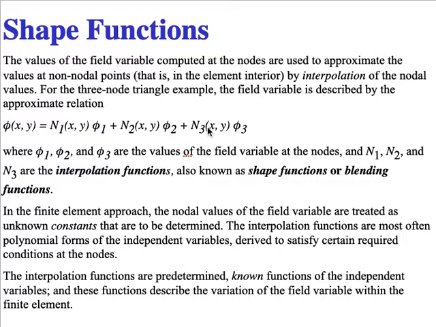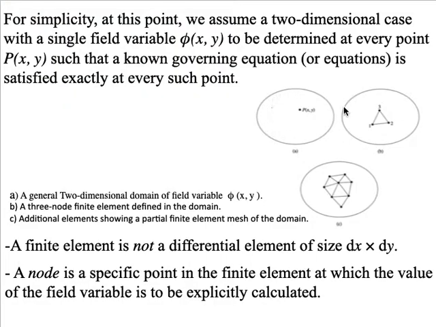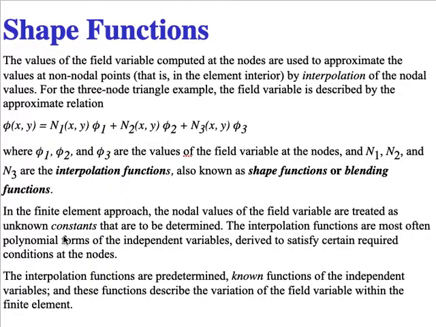Here N1, N2, N3 are associated with the nodes, phi1, phi2, phi3 are the values of the field variable at the nodes, and N1, N2, N3 are the interpolation functions. These are the interpolation functions at the nodes, also known as shape functions or blending functions. In this finite element approach, the nodal values of the field variable are treated as unknown constants that are to be determined.